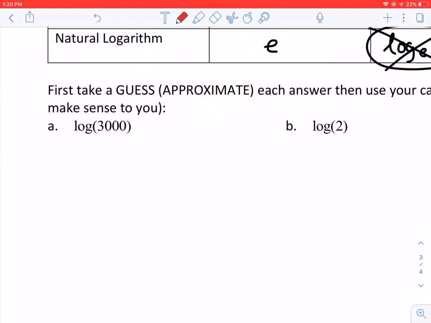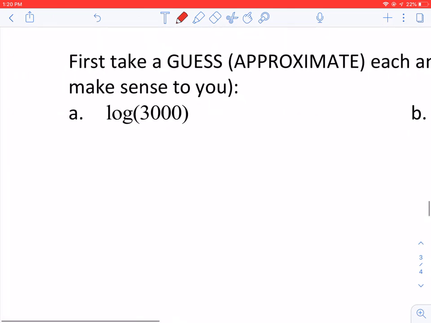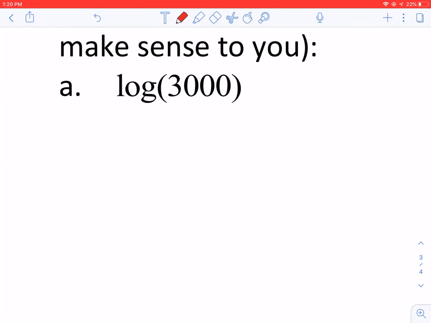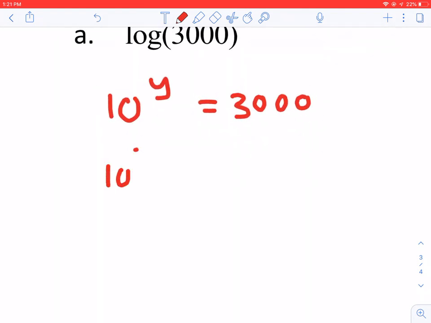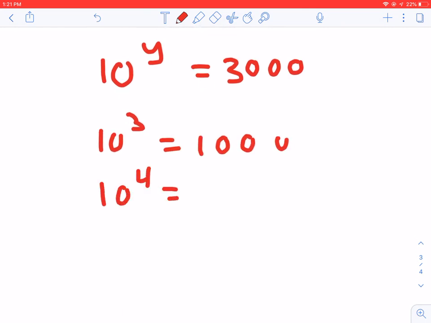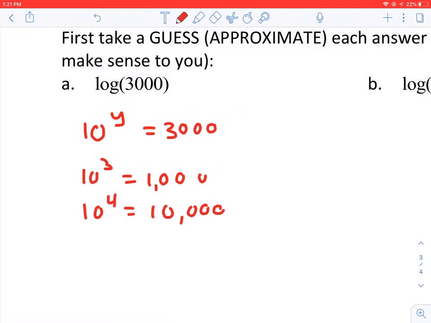All right, so log of 3,000. I'm going to approximate first without a calculator. What's log of 3,000? Remember, I don't have a base here, which means the base is really 10. So I'm thinking, 10 to the what power is equal to 3,000? Well, I know that 10 cubed is equal to 1,000, and I know that 10 to the 4th is equal to 10,000. So I know the value has to be in between 3 and 4.